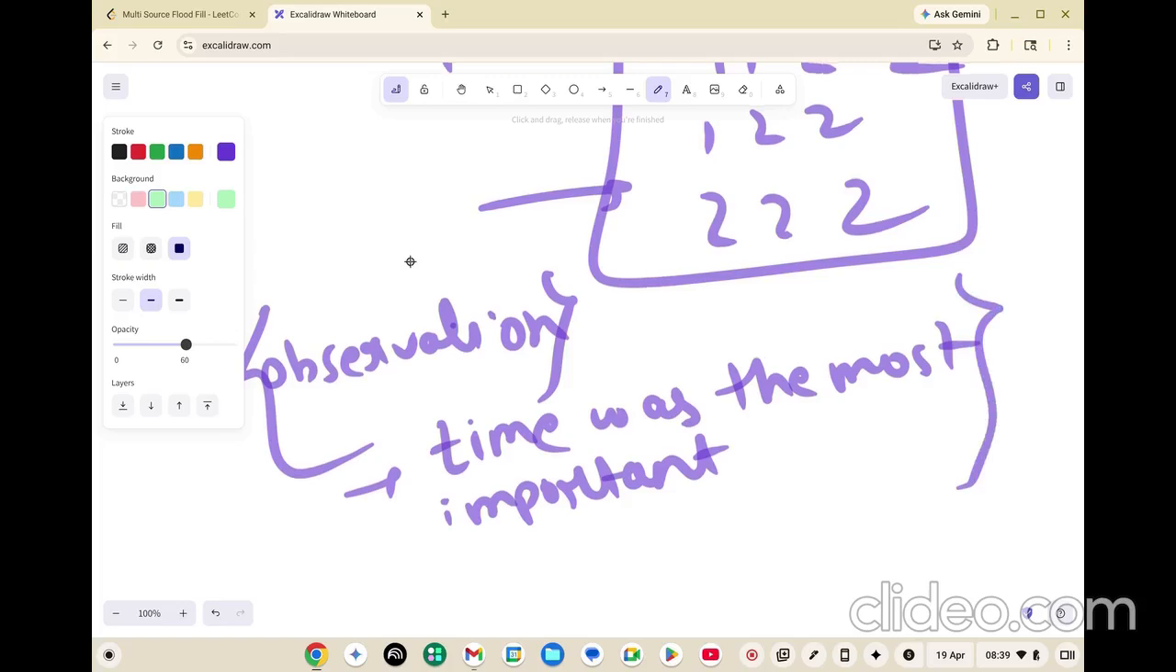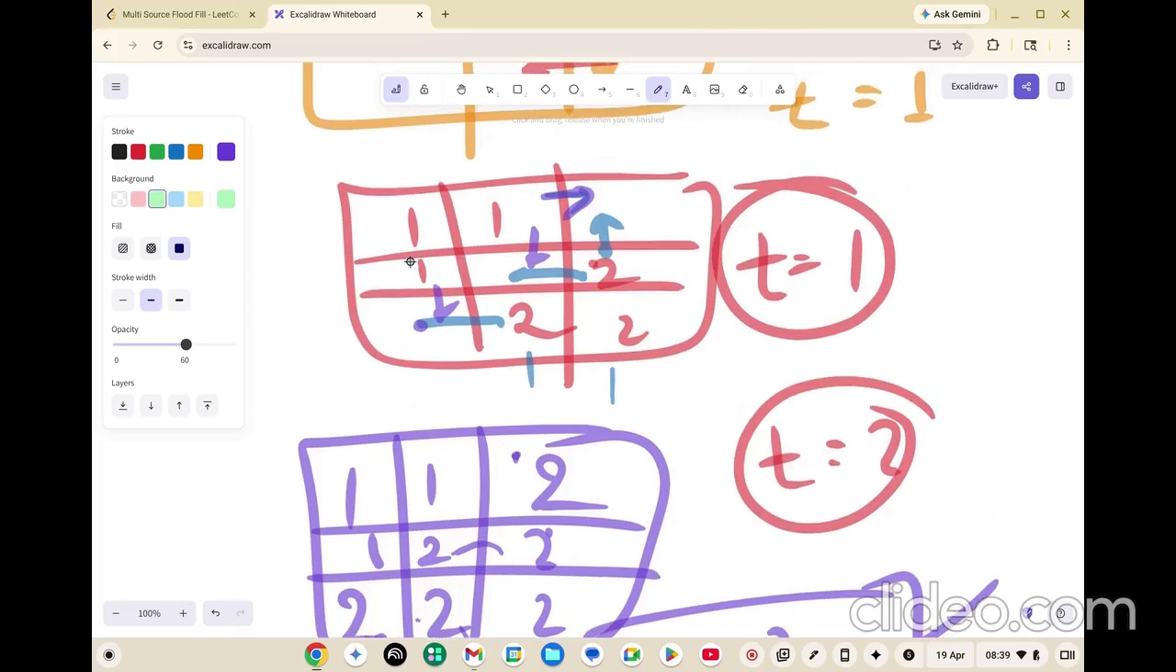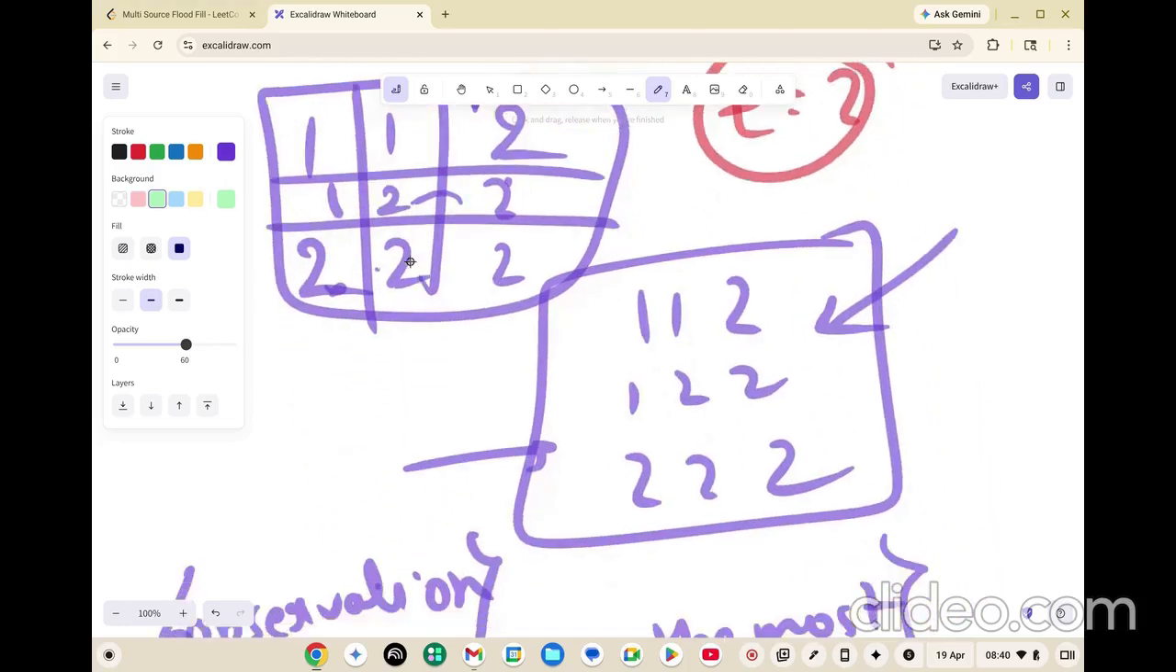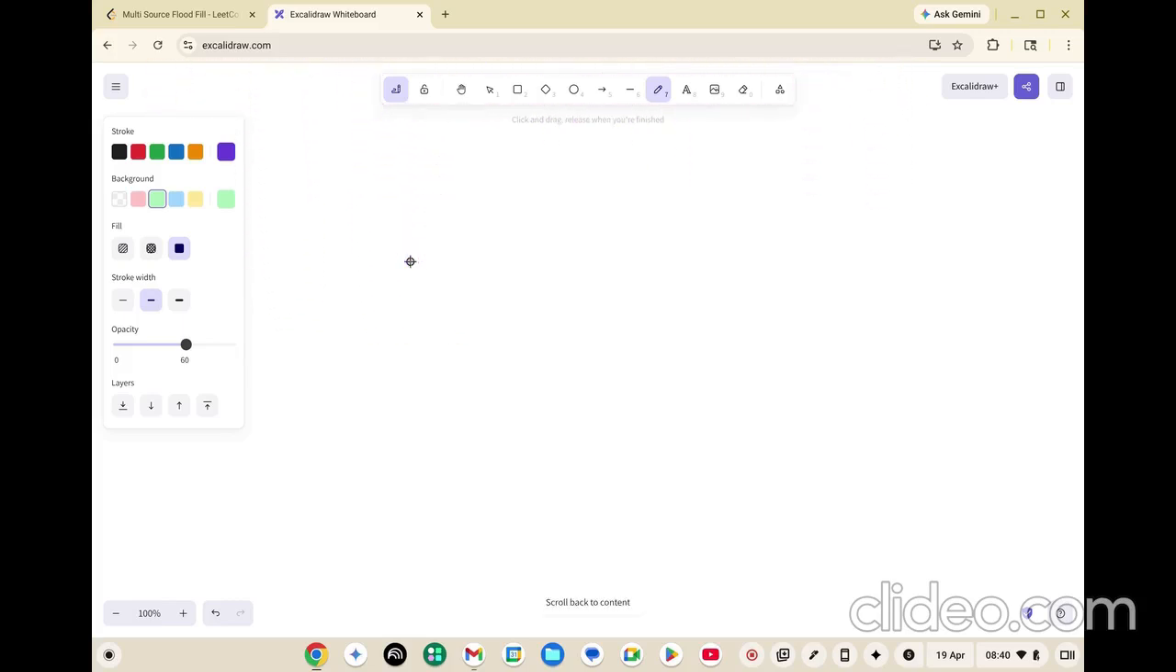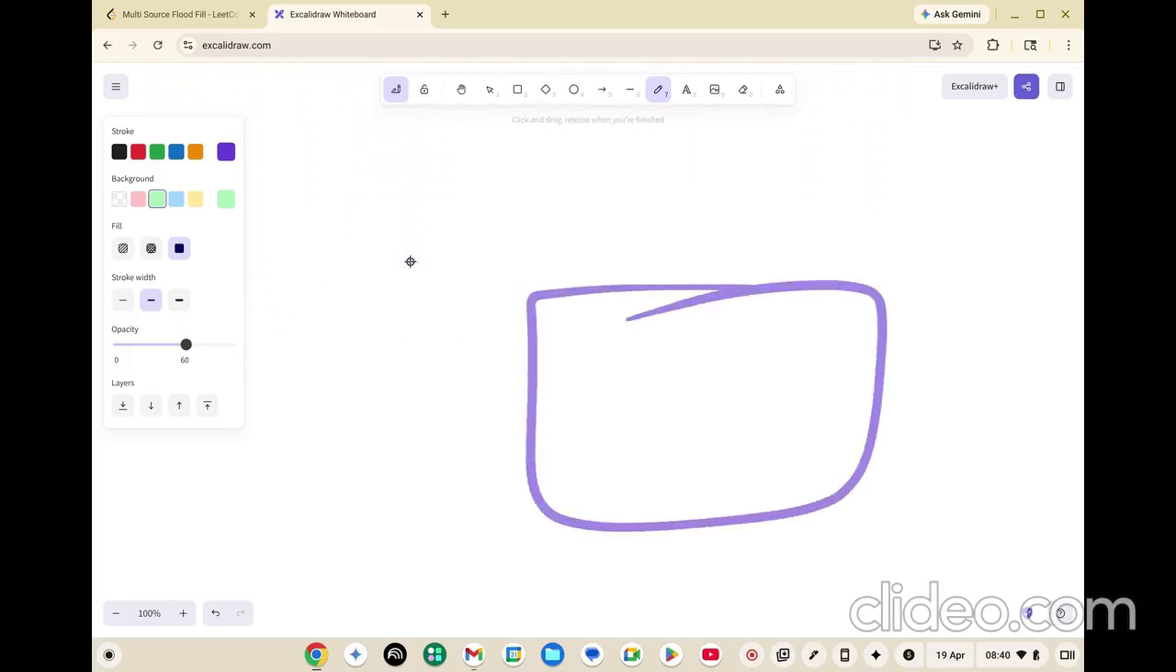Because see, even though this position was colored too, it was colored later on, not on the first instance, right? We saw all the opportunities which could be done, and after that we colored that cell, right? So time was the most important thing. This should be the first priority. Let's think more about this line. Let's say I had a grid, right?